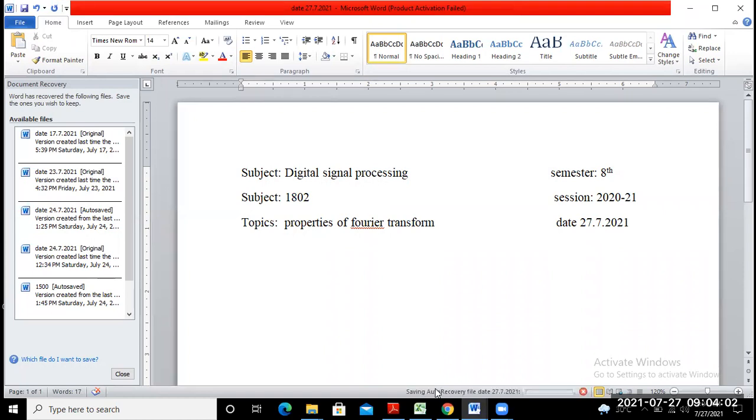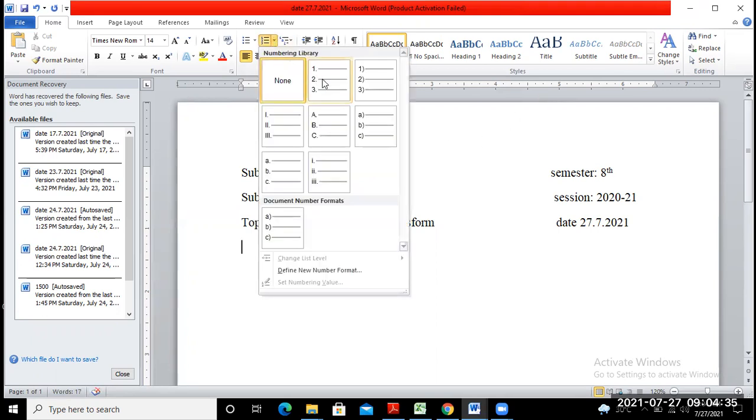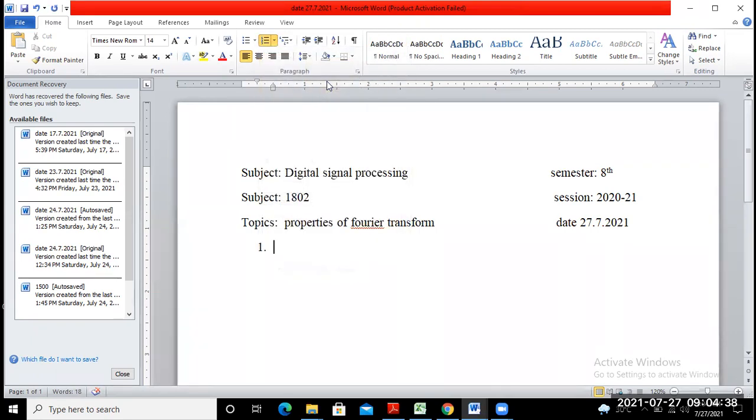Okay, so today we are going to discuss properties of the Fourier transform. We already discussed similar properties in the Fourier series, and the same properties were discussed in the Z transform also. So let's again discuss various types of properties of the Fourier transform. The first one is the linearity property.